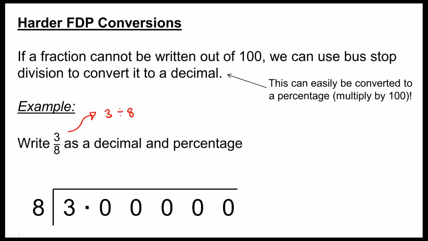So I can start off by saying that 3 divided by 8 would be 0, remainder 3. 30 divided by 8 would be 3, remainder 6. 60 divided by 8 would be 7, remainder 4. And lastly, 40 divided by 8 would be 5. So therefore my answer as a decimal would be 0.375, and that's because we need to keep our decimal point in line in our bus stop.